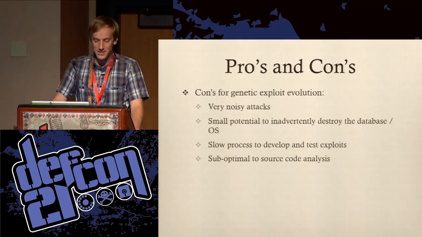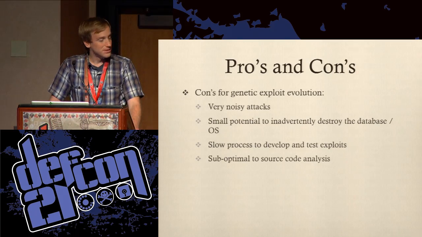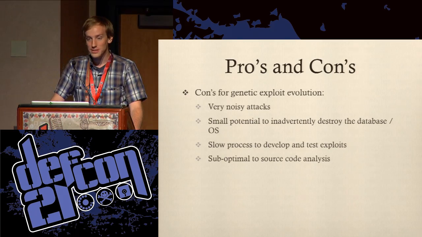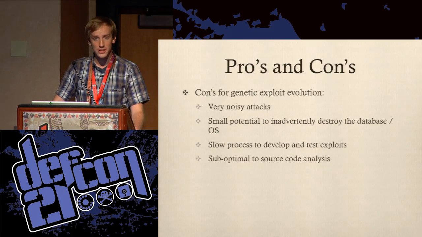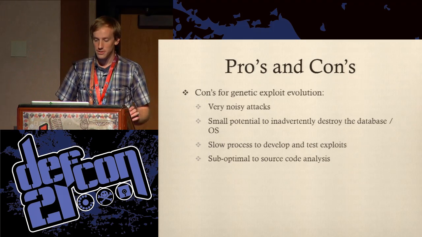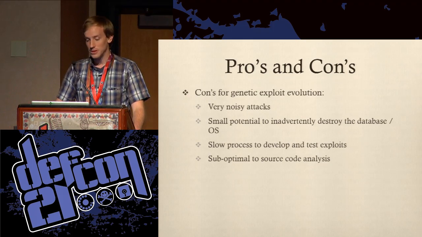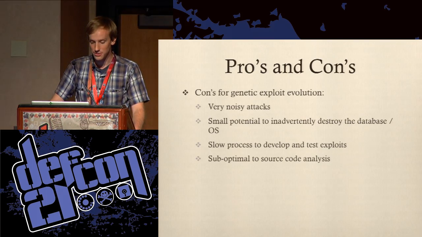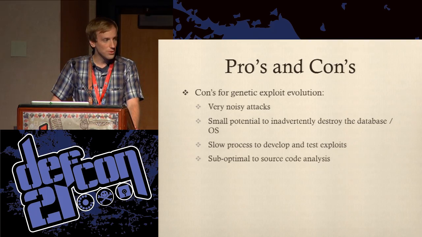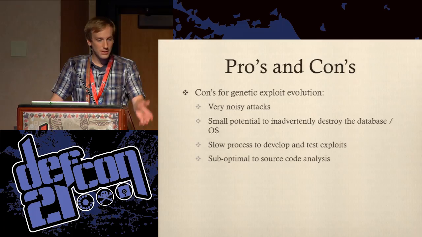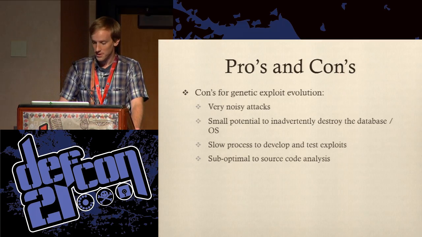It is a slower process to develop and test exploits, at least from the front end, because I'm sure anyone in the audience, when they see that SQL injection, they write it out. And you can see the program took 20, 30 seconds to do it. And genetic algorithms will always be suboptimal to source code analysis because there's just more code coverage you can do.